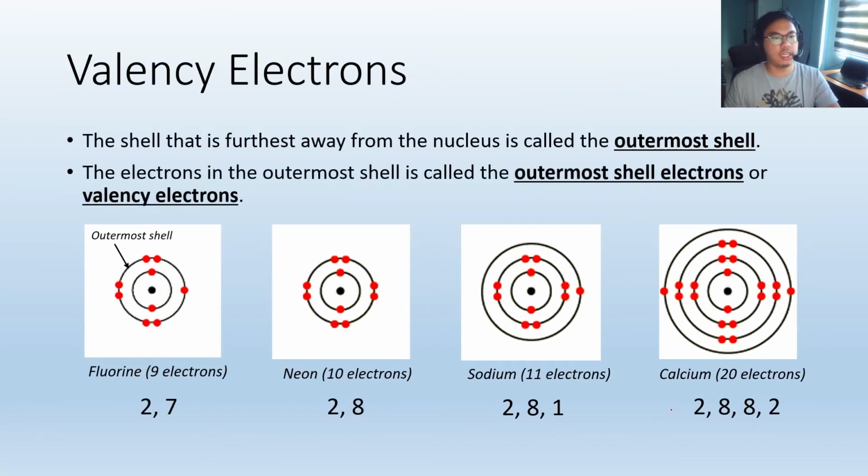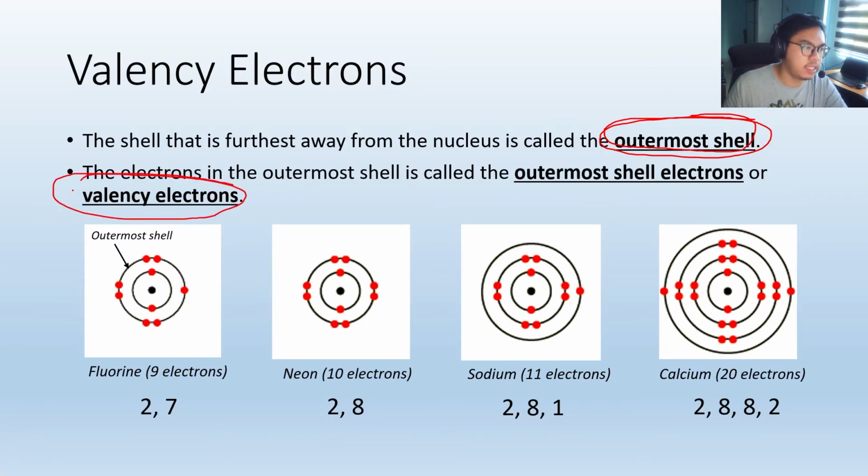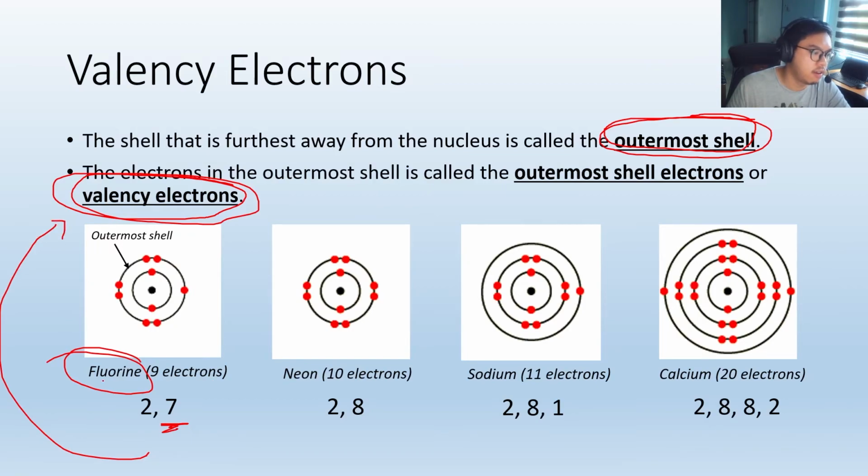Another thing that you need to know is what we call the outermost shell of the electrons. So that is basically the shell that is at the very edge of the electrons. And what do we mean by valency electrons? Valency electrons are basically the number of electrons in the outermost shell. So let's look at fluorine. The second shell is the outermost shell, and it has how many electrons? 7. So that means 7 is the valency electrons for fluorine.